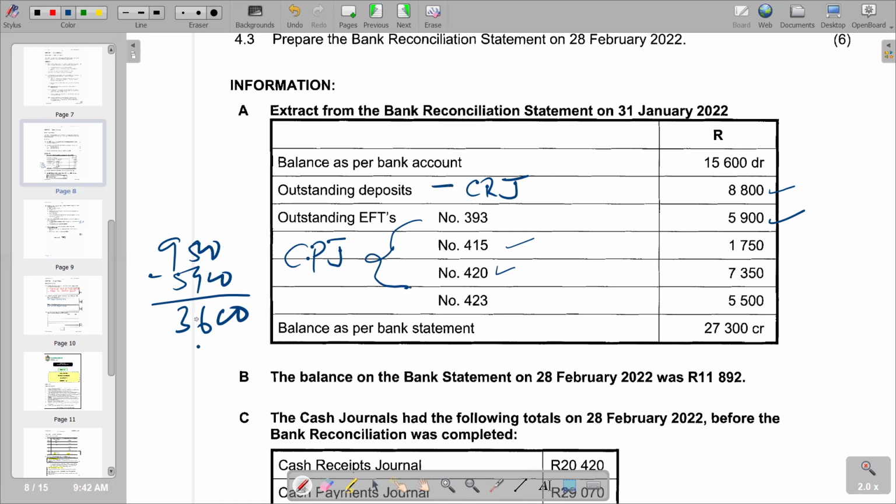So it means the payment journal has a higher figure by 3,600. So we need to subtract it to remove it from the cash payment journal. By removing it, we enter it under the cash receipt journal. So we are going to enter 3,600 under the cash receipt journal.